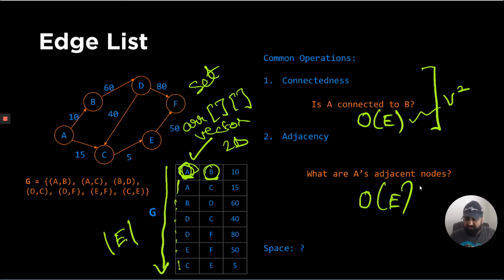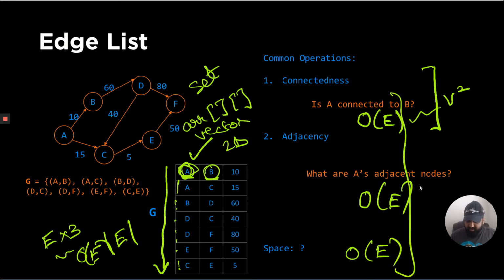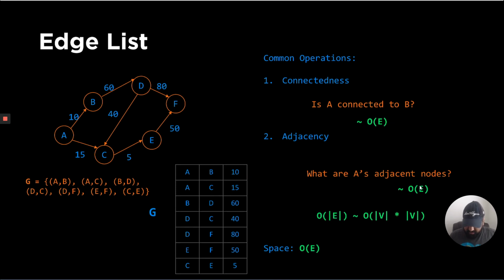Now when we are talking about space, how much space will this consume? It's going to consume E, which is the number of edges, times 3, which simplifies to O of E. So the total space it will consume is O of E. In the worst case, all these three operations can be approximately equal to O of V square, if the graph is pretty dense. So that's why this is a really costly way to represent our graph. We are going to discuss the next type of implementation in our next video.